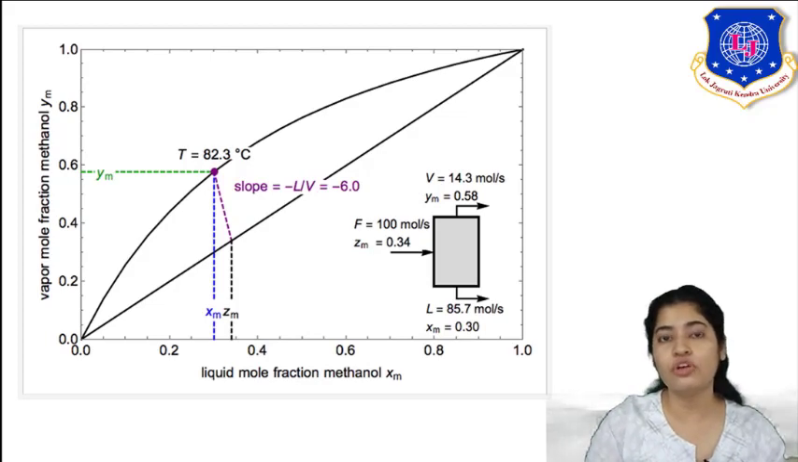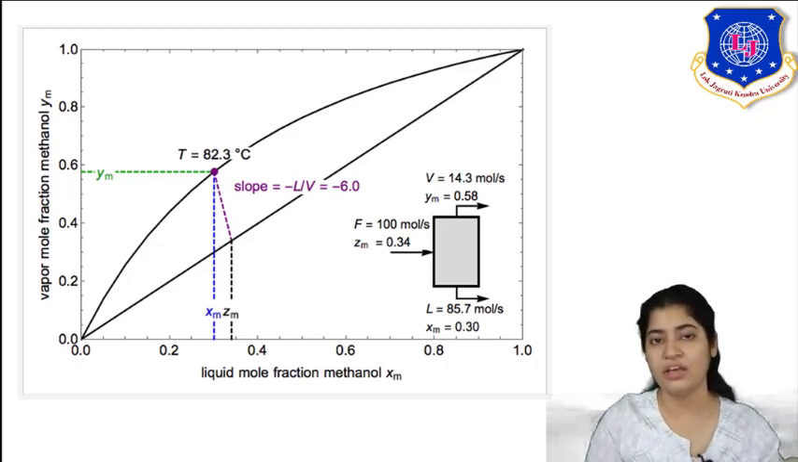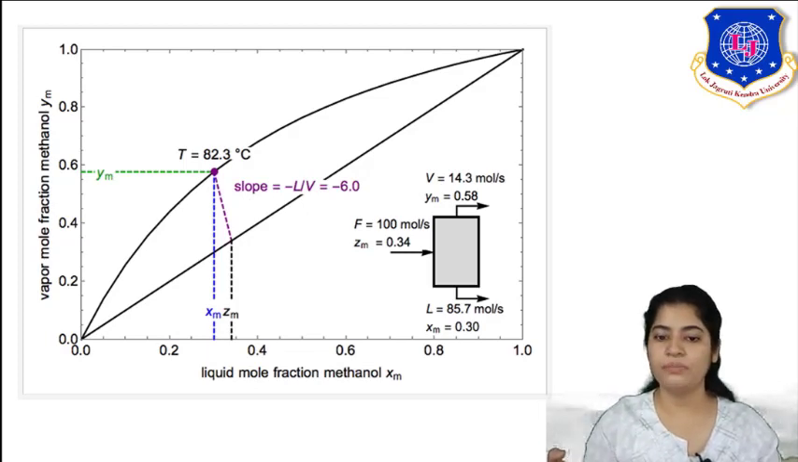So 34 mole per second is what? A, right? F into Zm, what is that part? That is your amount of A in feed. So that is 34. V is what? 14.3. It means your distillate, vapors that are producing, distillate you will be getting. That is 14.3 mole per second.